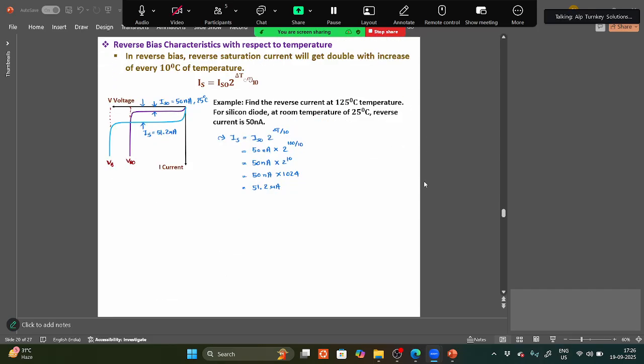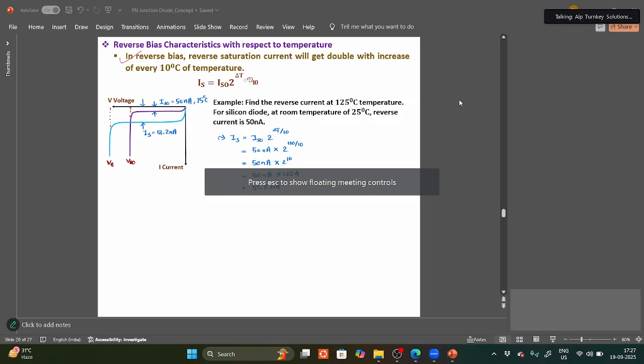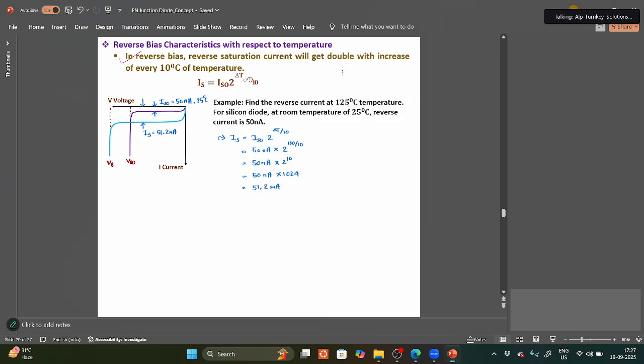Next, if you see under reverse bias condition, what is the effect of temperature? In the reverse bias condition, there is no forward current. There is a reverse current, and that reverse current is due to minority carriers. We already discussed: in the P side, the minority carriers are electrons, and in the N side, the minority carriers are holes.